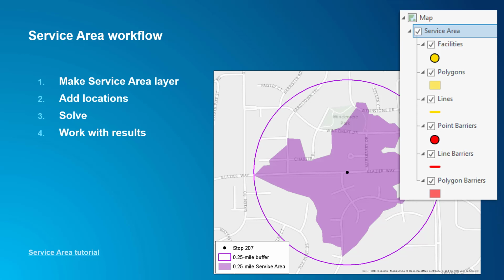Next, you need to add your input data. For service area, this is called facilities, and it represents the locations around which you want to calculate the service area polygons. For our current analysis, we'll use the public transit stops as the facilities. Next, you solve the analysis. This is when the software actually does the calculation and produces results. And then finally, you work with the results to do whatever it is you need to do with them. There's a link on the slide to a tutorial showing you how to do this process in ArcGIS Pro.